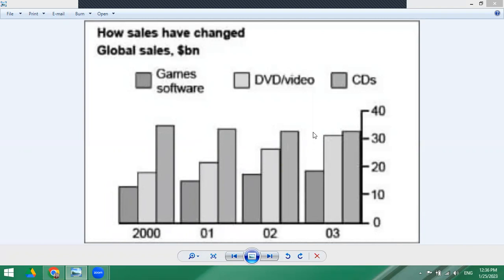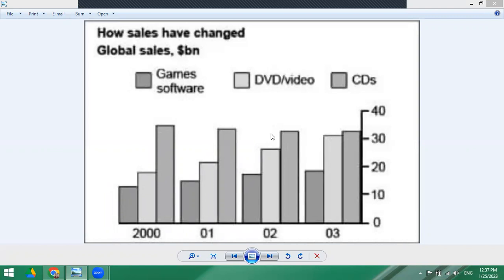So we say, although the sales of CDs have declined over the given years, they had the highest figures throughout the same periods. So they have always had the highest figures. They were higher than both games and DVDs. So this is your first sentence of the overall. Usually we have two sentences for the overall. So what's the second sentence?